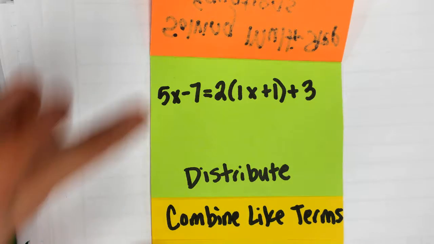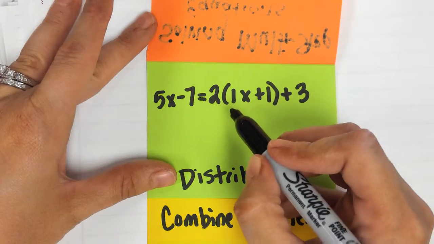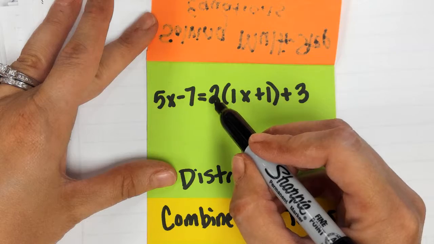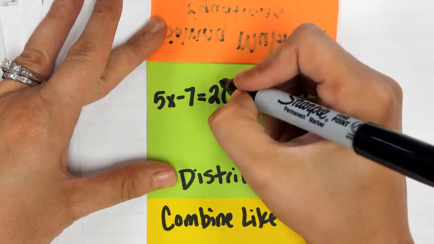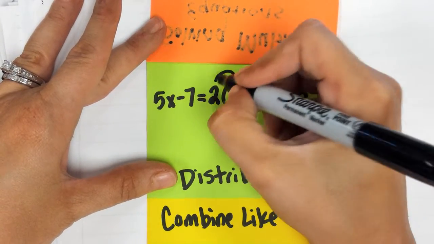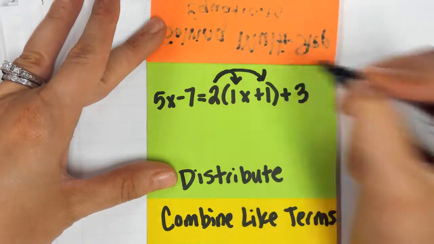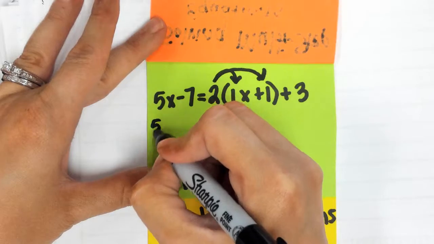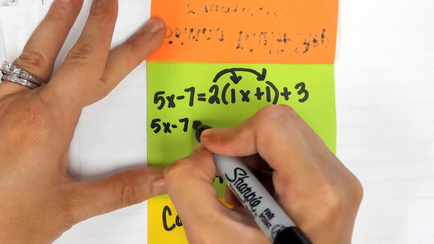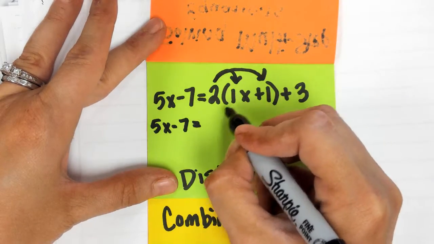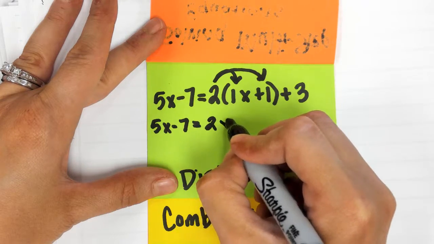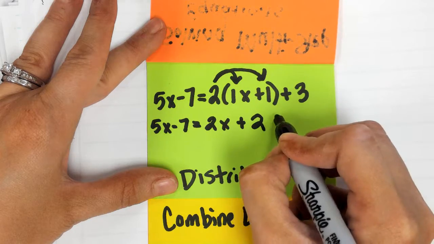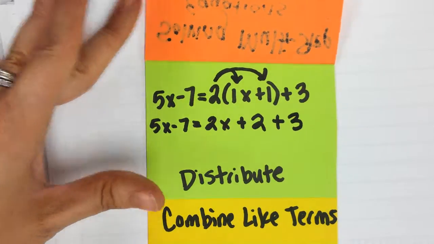So in this step, we're going to use the distributive property. So I'll look to see where I have parentheses, and the number that's immediately outside the parentheses is the number I distribute. So I do 2 times 1x, 2 times 1. I have 5x minus 7 equals 2 times 1x is 2x, 2 times 1 is 2, plus 3.